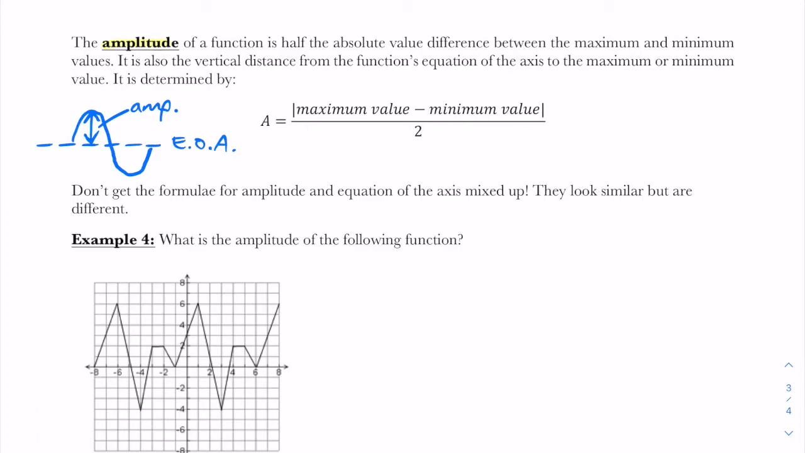The amplitude, which we typically represent by A, is equal to the maximum value minus the minimum value. So it's similar to the equation of the axis, but rather than adding, we're subtracting. Also notice we have absolute value signs here. That means that whatever value we get, we make it positive, and then we divide by 2. So just a note here, the formula for the equation of the axis and the amplitude are similar. Please don't get them mixed up.